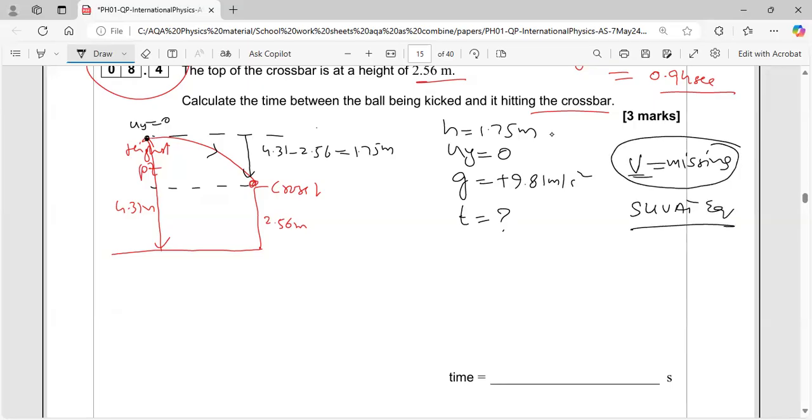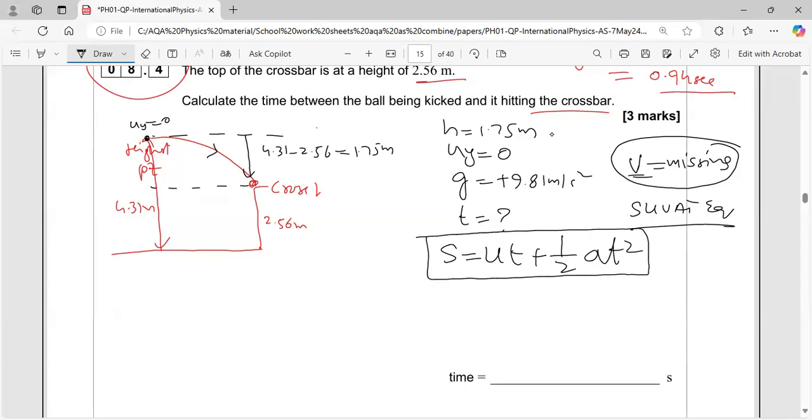In the insert sheet, you can see that on the second page, the third set of equations are equations of motion. V equals U plus AT, V squared is U squared plus 2AS, and then S is (U plus V) over 2 into T, and then there is the equation S equals UT plus half AT squared. This does not have V, that's why we are choosing this. Convert this into the projectile one.